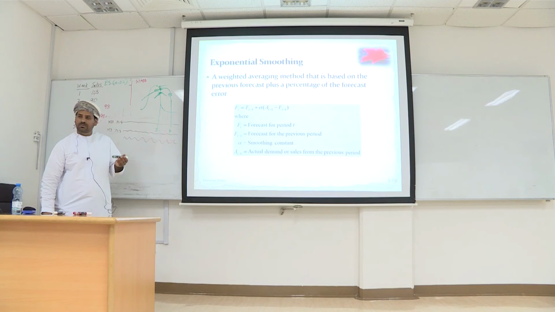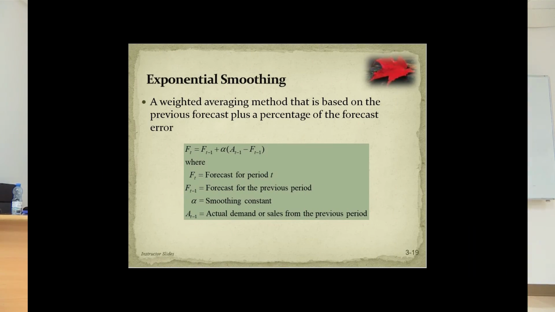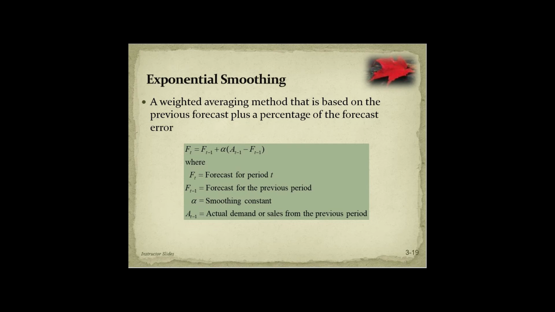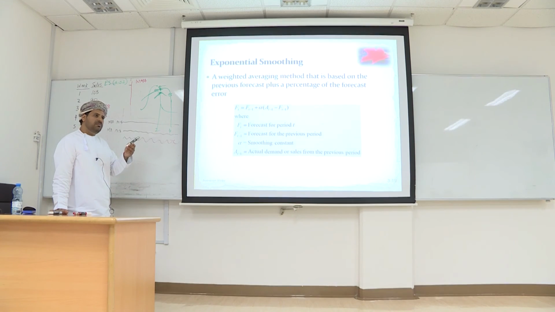But exponential smoothing is quite better than moving average because you can change the weights. Okay? In exponential smoothing, a weighted averaging method is based on the previous forecast plus a percentage of the forecast error. What does that mean? Simply, exponential smoothing is the previous forecast plus a proportion of the error. So a feature of exponential smoothing is that it tries to learn from its previous mistakes.